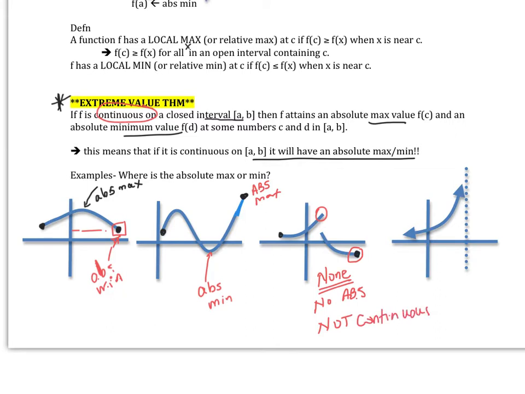Okay, over here, what's wrong with this next one? Where's the absolute maximum? It's not a closed interval. Because this continues upward, this continues this way, so it's not a closed interval. No absolute max or min. So you have to take a look and see if it's continuous and a closed interval to be able to get an absolute maximum or absolute minimum.